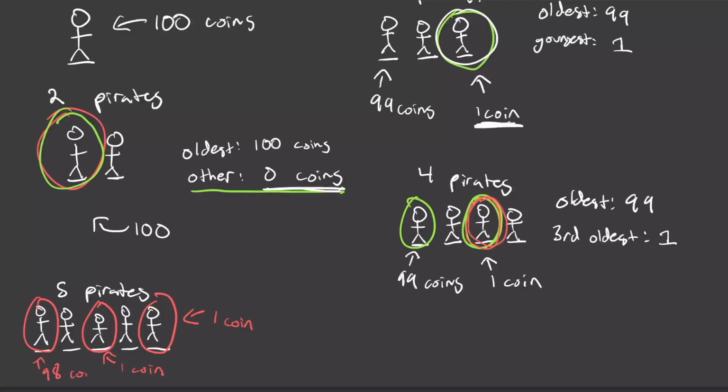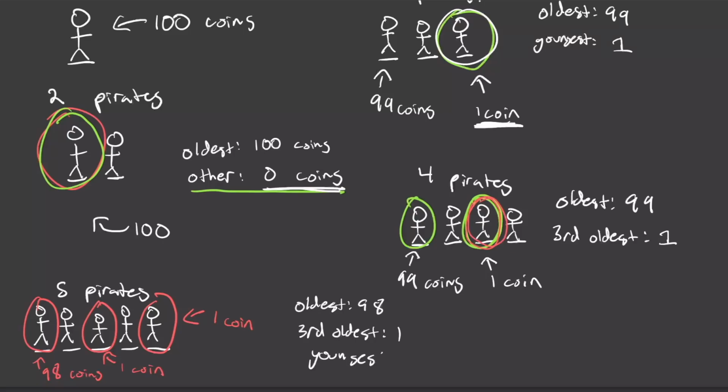So that's the final answer to this question. That right there is the distribution where this pirate stays alive and he winds up with the most amount of coins possible. So what is it? The oldest basically got 98 coins. The third oldest, right? The third oldest got 1 coin, and then basically the youngest got 1 coin as well.